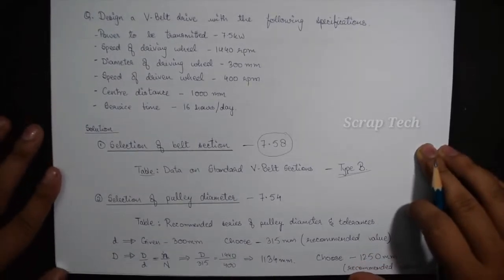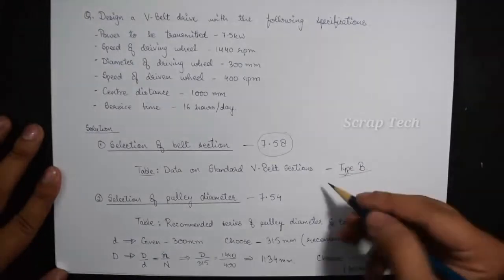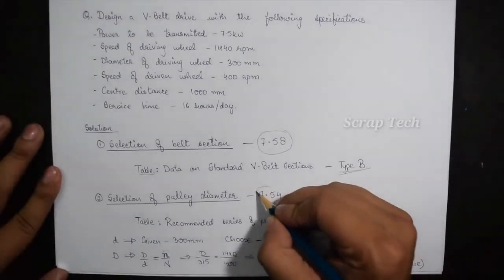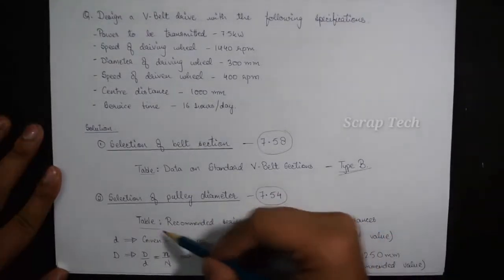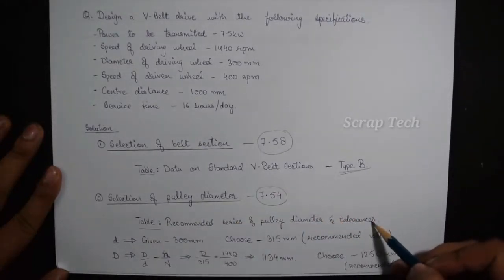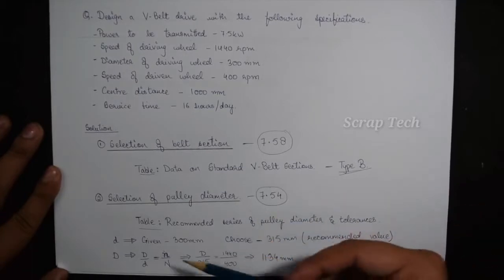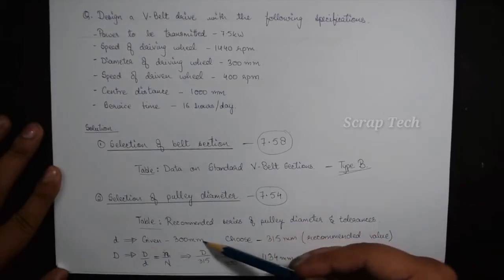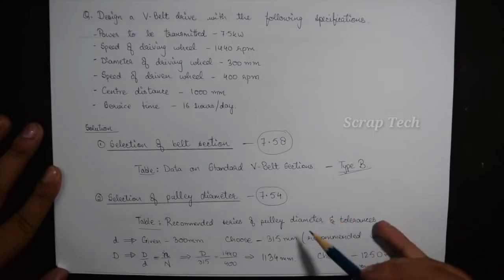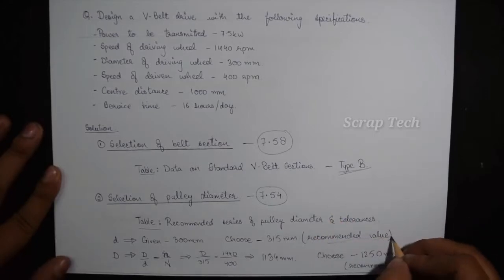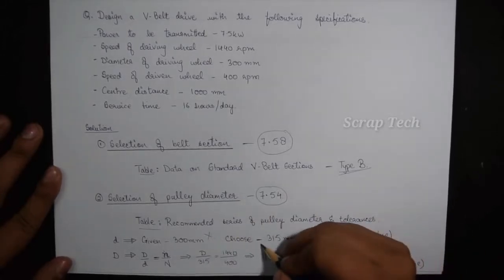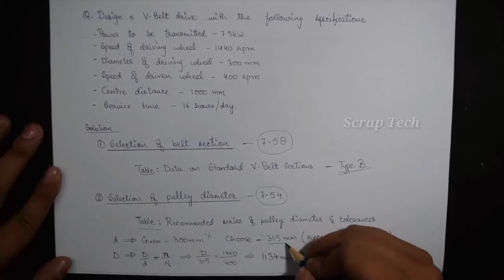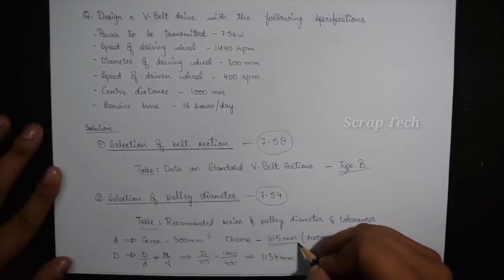So next step is selection of pulley diameter. Jumping on to page 7.54, we have a table saying recommended series of pulley diameters and tolerances. Now given in our question, the diameter of driving wheel is 300 mm. If we look in the recommended series of pulley diameters and tolerances, under the nominal diameter section, we do not find 300 mm as such given in the table. So we will be choosing 315 mm as our nominal diameter.